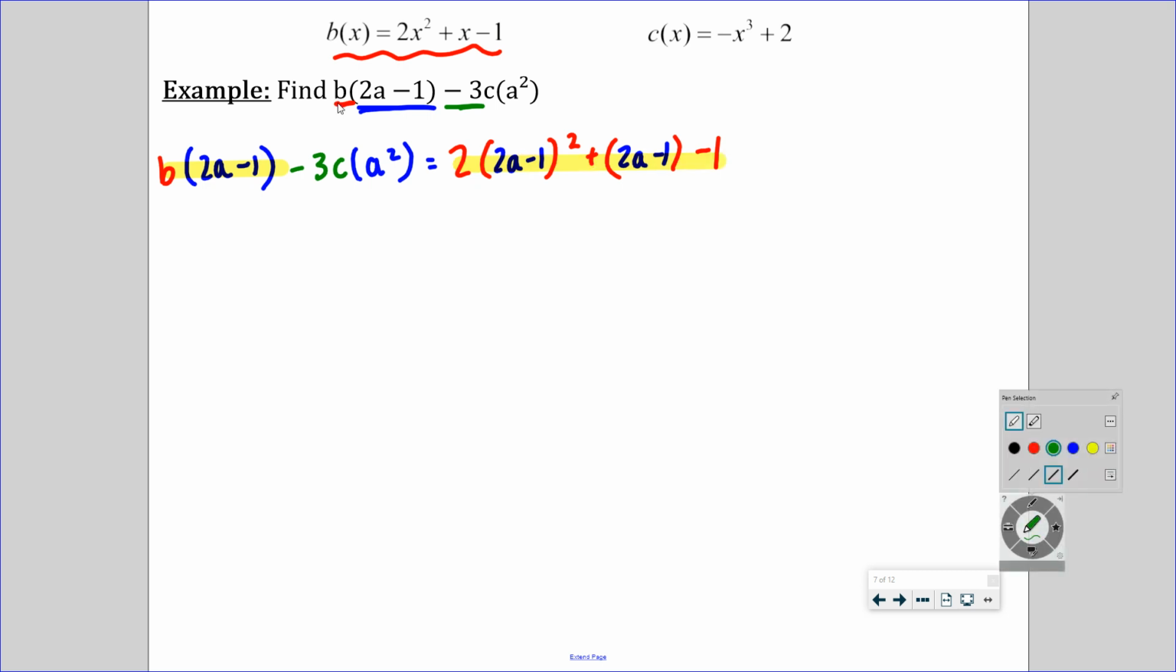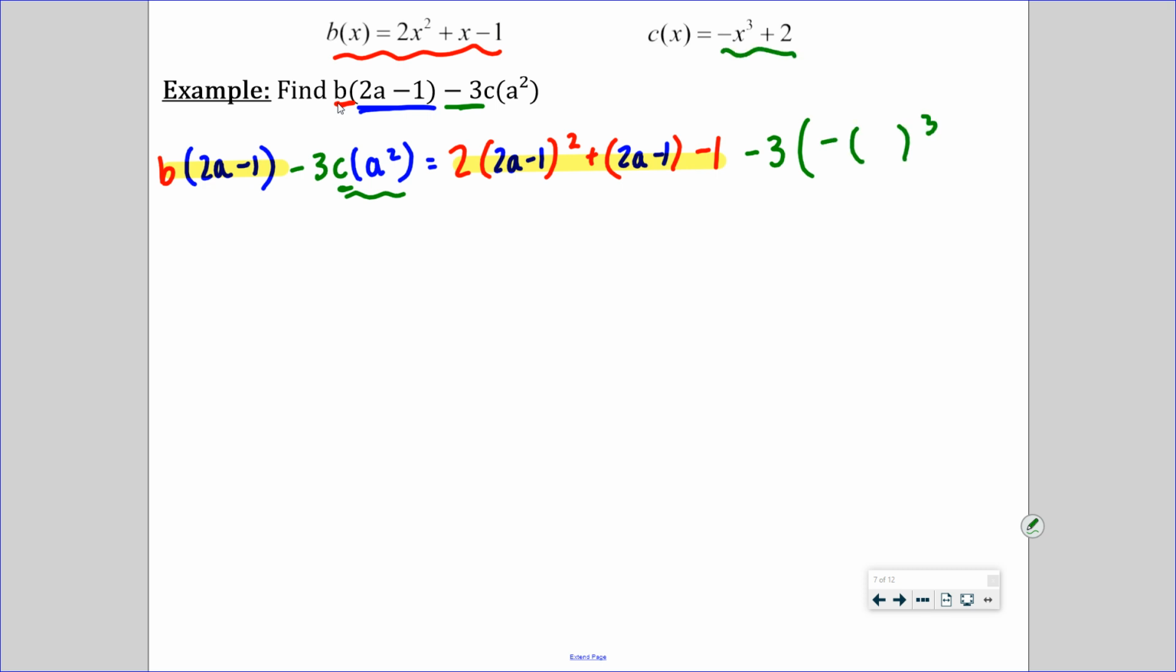Okay. Minus 3 times c of a squared. So let's use parentheses here. Minus 3 times c of a squared. This tells me which function I'm using, c. This tells me what I'm plugging in, a squared. So that would be this piece. Okay, everybody see that? And then from here, it's just like doing a little bit of algebra.